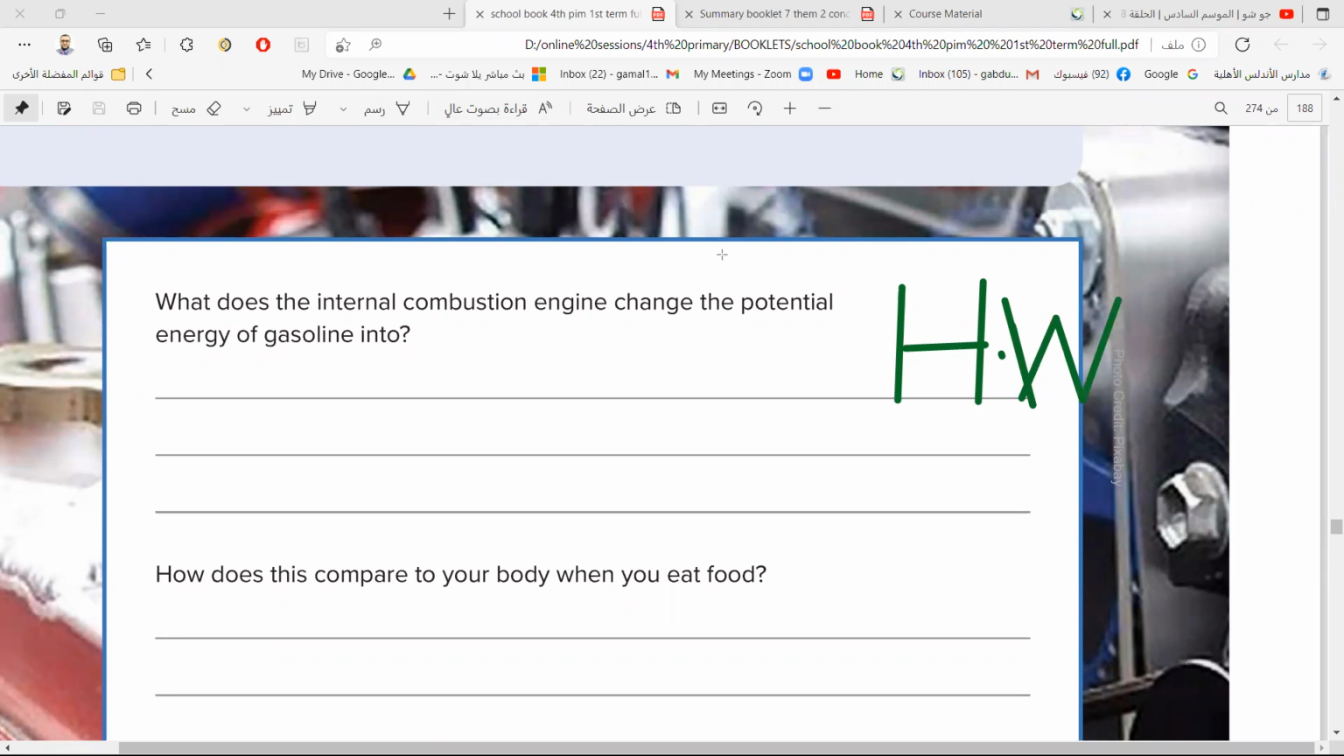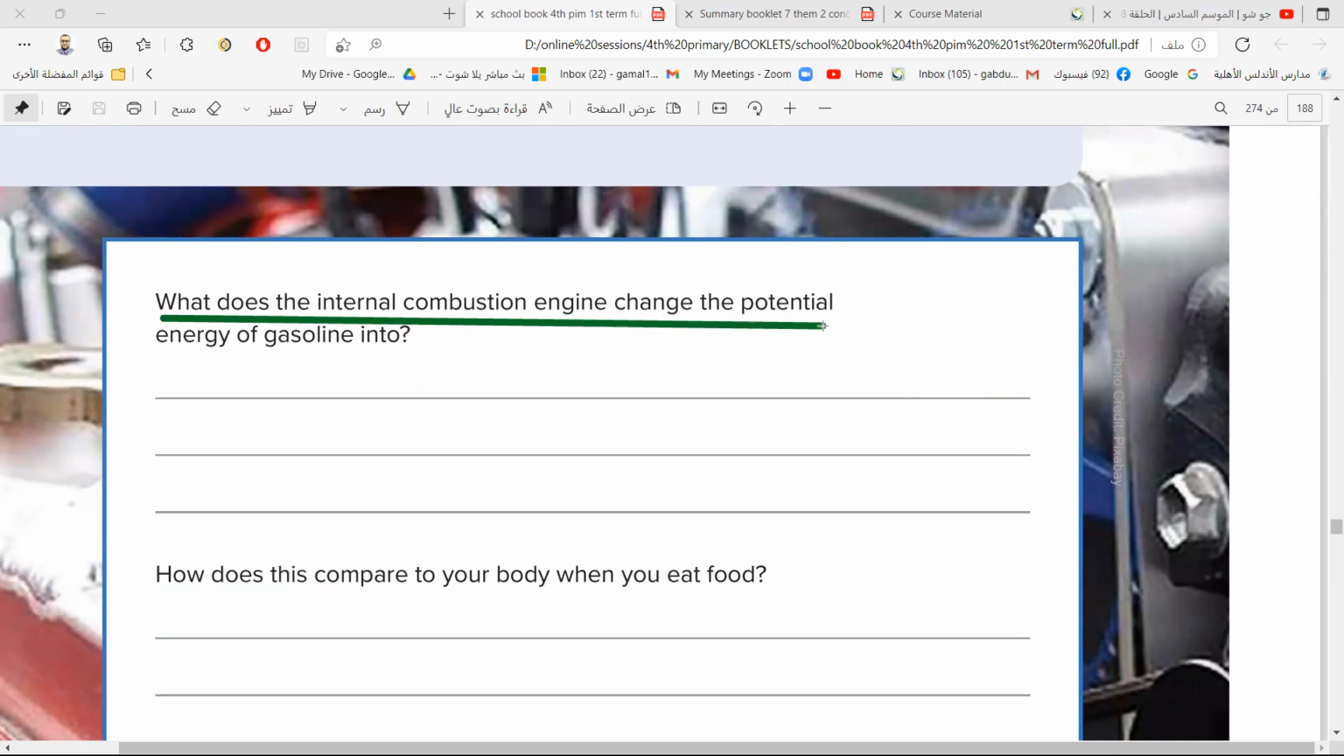The chemical in the fuel in the beginning, which is a potential. We say that the chemical is a potential. The internal combustion engine changes the potential energy in the gasoline into what energy? When you burn the gasoline, it changes into what energy? Thermal energy. Very good. Thermal energy, then it changes into mechanical. So you write thermal, then mechanical. This is question A number 1.